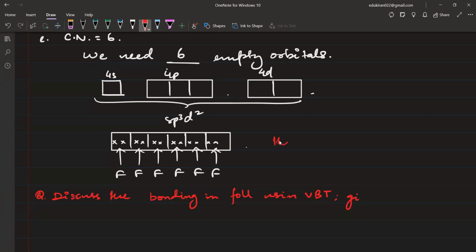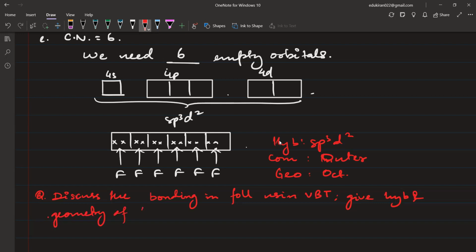So here you will have hybridization sp3d2, it will be, sorry, this will be an outer orbital complex, and geometry will be octahedral. Okay, so give the hybridization and geometry of the complex.